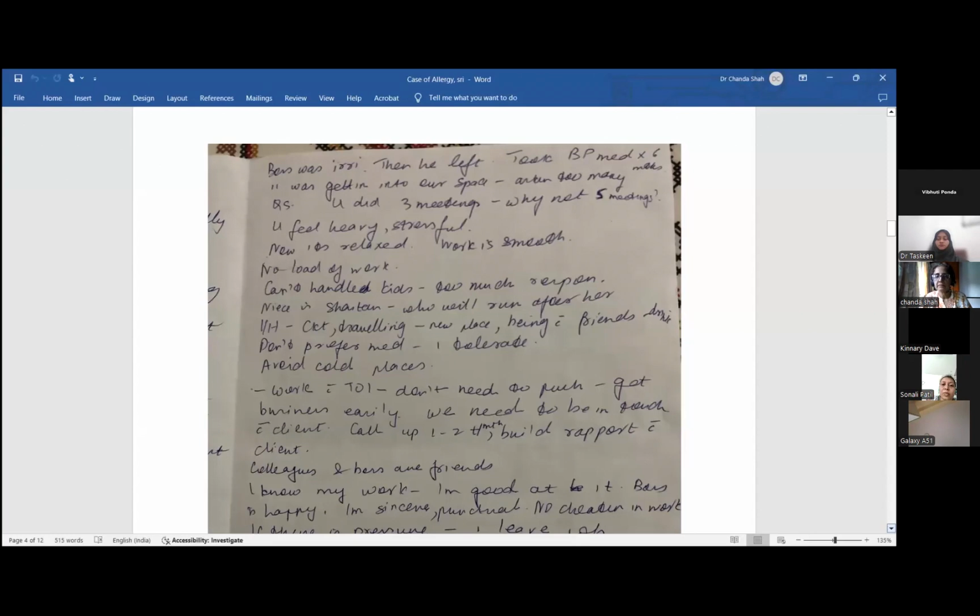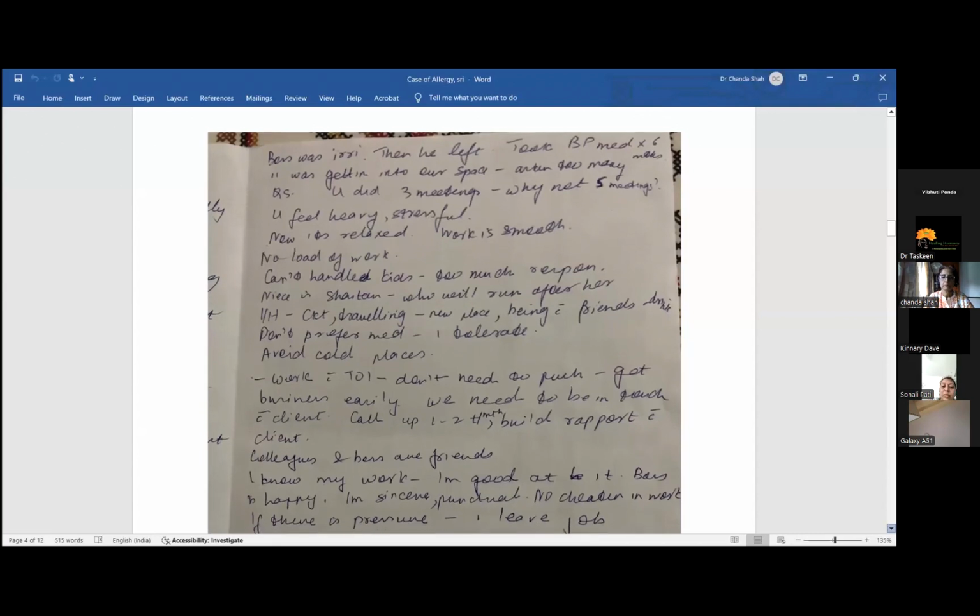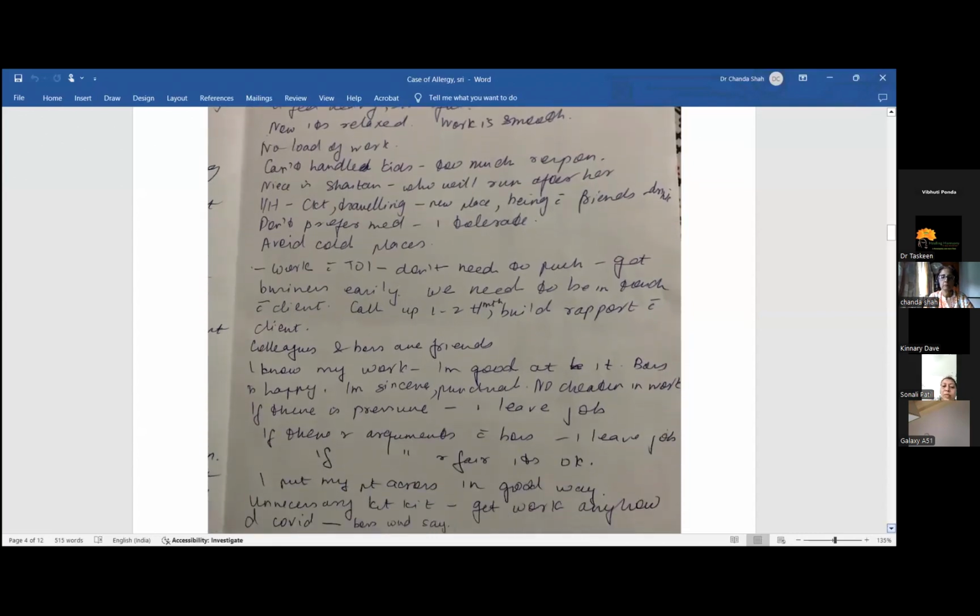He said, "I don't like drinking, but I take it to be with friends. He doesn't like to take medicines. He would rather tolerate it. And he avoids or doesn't like cold places."